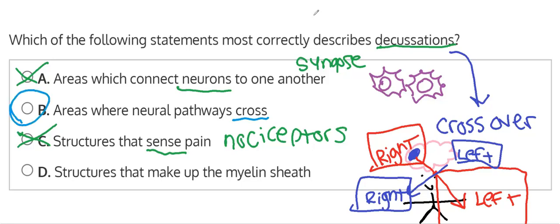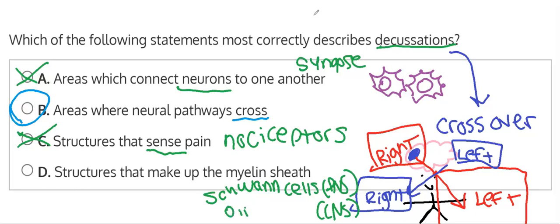The structures that make up the myelin sheath are more related to your Schwann cells, which is related to the peripheral nervous system, PNS, or if we were focusing in on the central nervous system, that would be your oligodendrocytes. And therefore we can eliminate option D, and option B, areas where the neural pathways cross, would be your correct answer for this question.